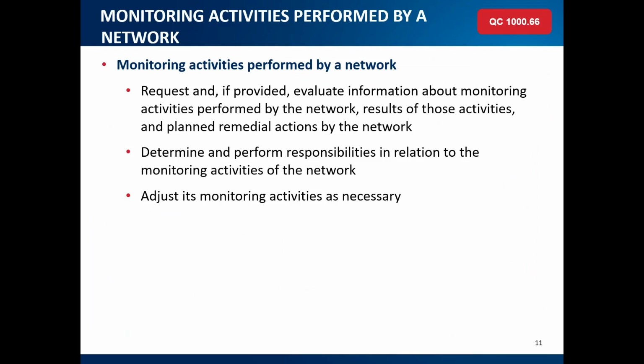Now, there may be situations where a firm doesn't receive the information requested from the network. If this is the case, the firm is not permitted to rely on the network's monitoring activities when planning its own monitoring activities. So consider a scenario where a firm requests but doesn't receive any information from the network about monitoring activities it performs over the independence software application that the firm uses. In this situation, the firm is required to perform its own monitoring activities related to its QC system in that area. Otherwise, it has no basis for concluding that the quality objectives related to independence were achieved.